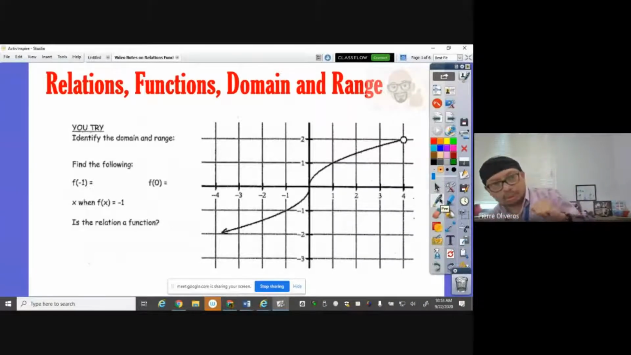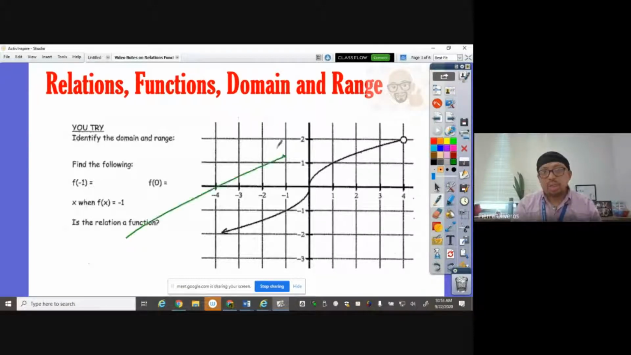What's up, Mr. O here, and today we're gonna learn about relations and function, domain and range. We're gonna try to identify if a given relation is a function from a graph using vertical line tests. We're going to identify the domain and range from a given graph. At the same time, we will try to evaluate them from a graph also. Okay, so identify the domain and range.